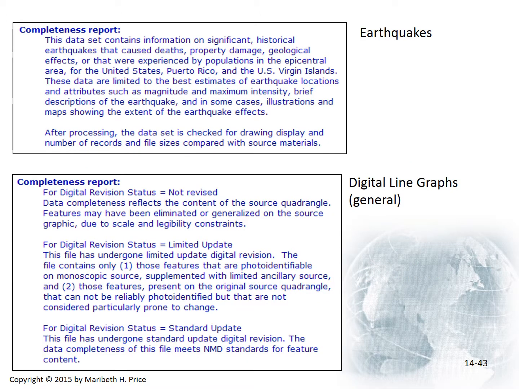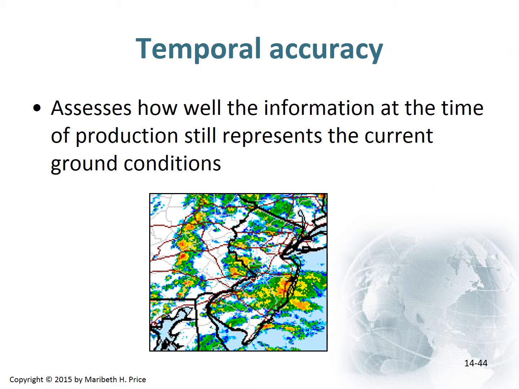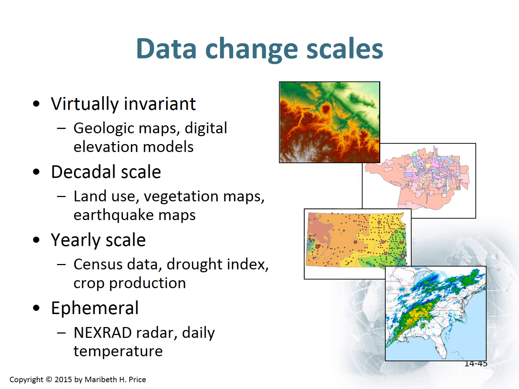Here are some examples of a completeness report for earthquakes and one for digital line graphs. You can go back into the slide set and read these at your leisure. Temporal accuracy is another problem. It assesses how all information at the time of production still represents the current ground conditions. So think of this as how has reality changed since the time when the data was actually converted or created.